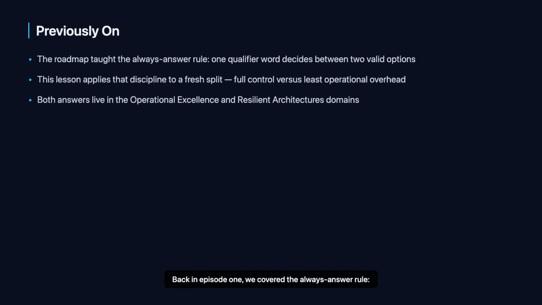Back in episode 1, we covered the always answer rule. 2 options can both be technically valid, and a single qualifier word in the last sentence quietly decides which one is correct. This lesson is a clean example of that. The split here is full control over every resource versus least operational overhead, and both answers show up across the operational excellence and resilient architecture's material.